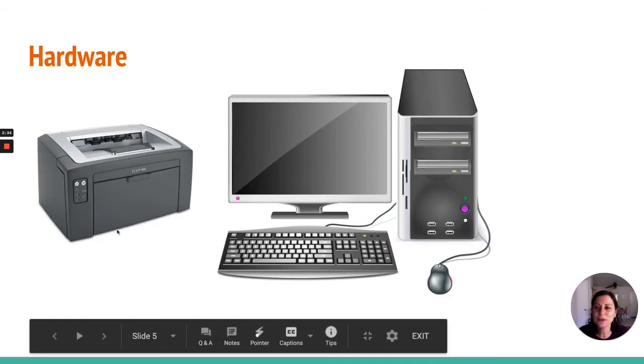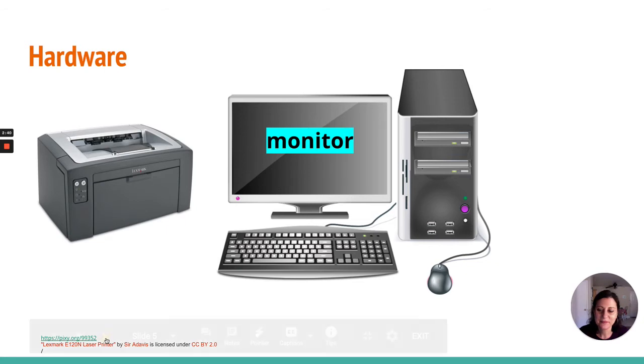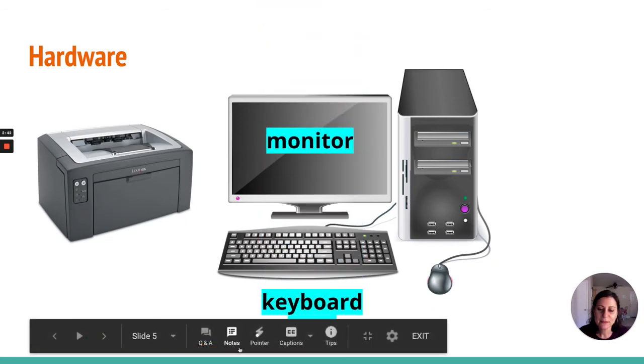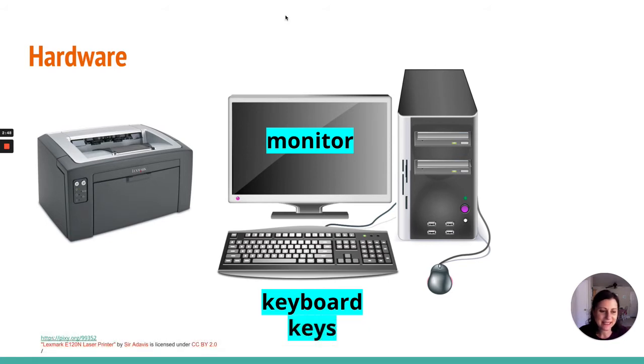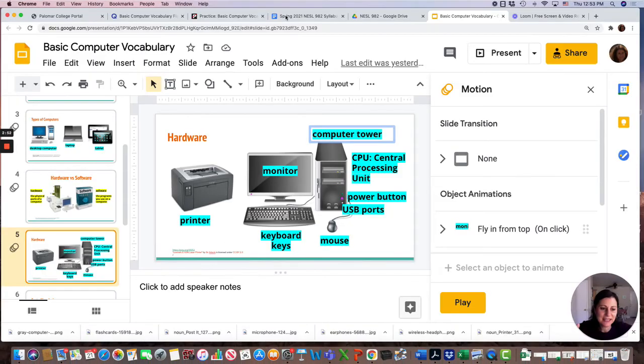Let's learn some words for basic hardware of computers. Monitor, keyboard, and each one of these are called keys. Keys, so each one. The whole thing, this whole thing is called the keyboard.